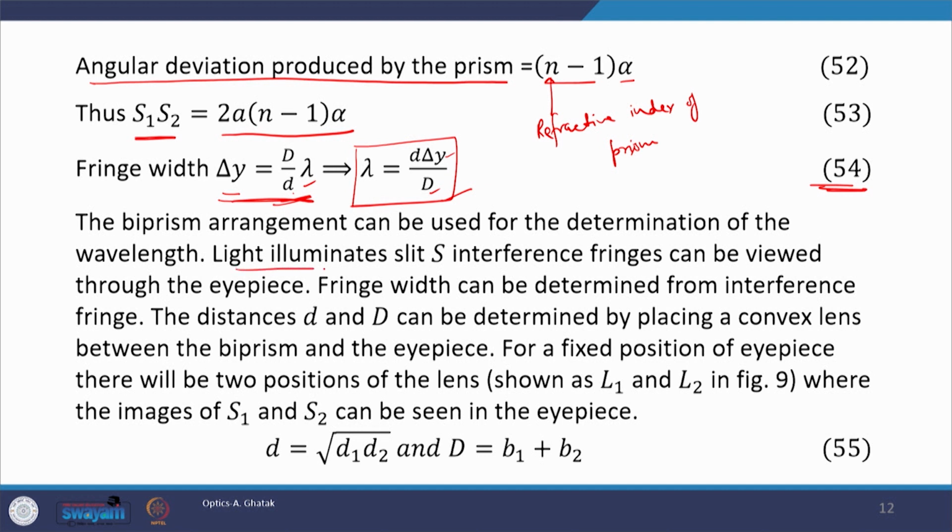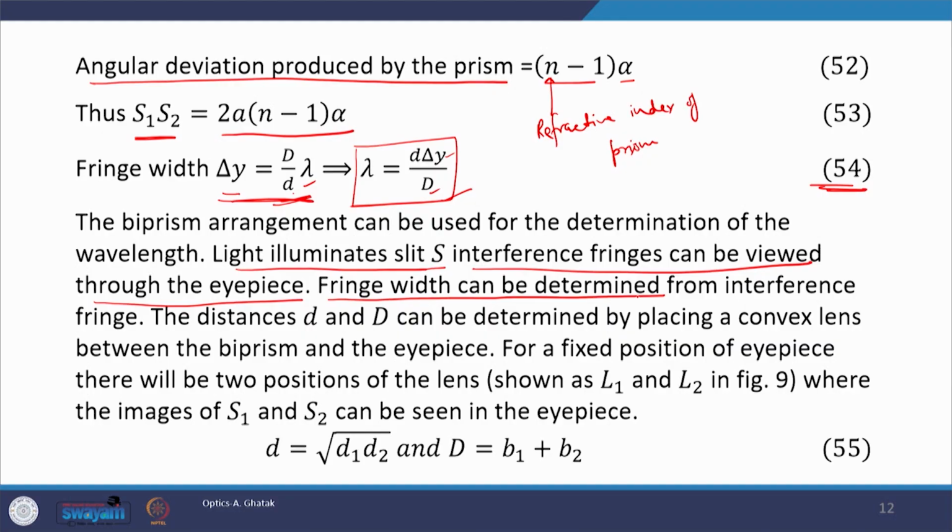Now, when the light illuminates slit S, interference fringes can be viewed through the eyepiece. Instead of a screen we put an eyepiece, and the eyepiece collects the light, interference happens and we see those fringes. Measuring the fringe width we can determine the wavelength. Now, how to measure the fringe width? In the eyepiece we have a cross wire, and the micrometer adjustment is associated with the cross wire, and we can move the cross wire in the horizontal plane, and from there we can measure the fringe width.